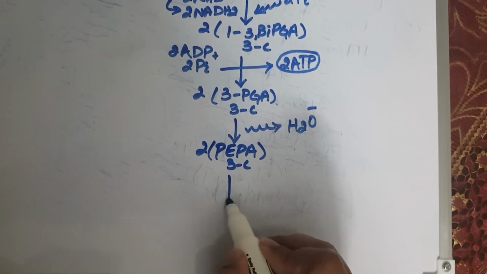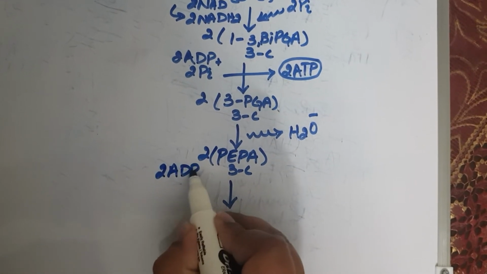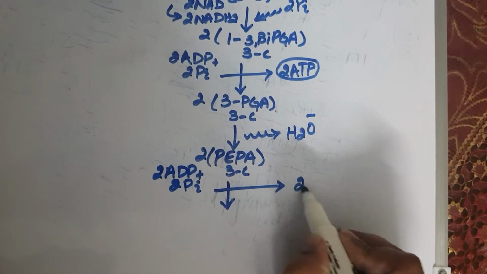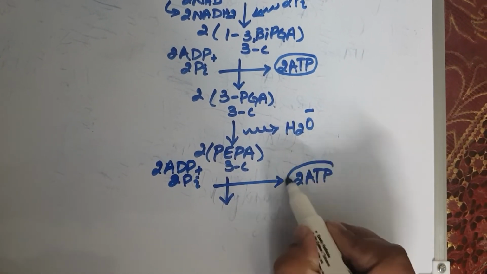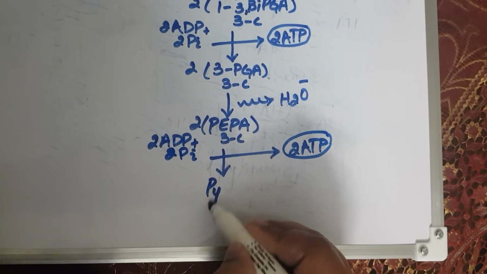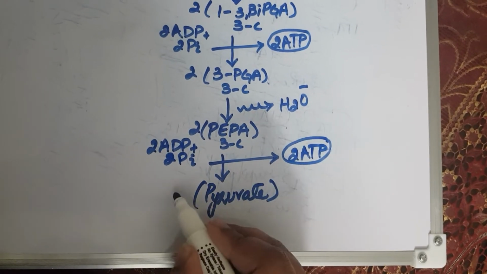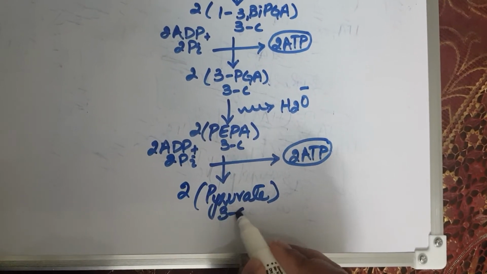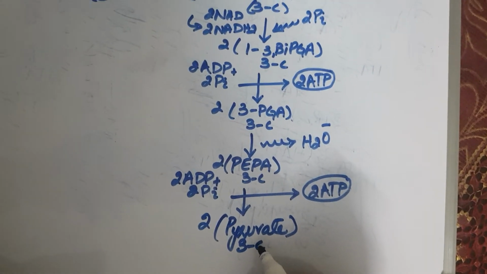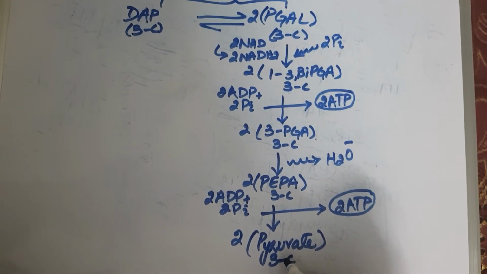The phosphoenol pyruvic acid then again releases energy. Two ADP molecules react with two inorganic phosphates, and two ATPs are generated again, and the phosphoenol pyruvic acid is converted into pyruvate or pyruvic acid, which is a 3-carbon compound. So now with this, the oxidative phase of glycolysis is completed.